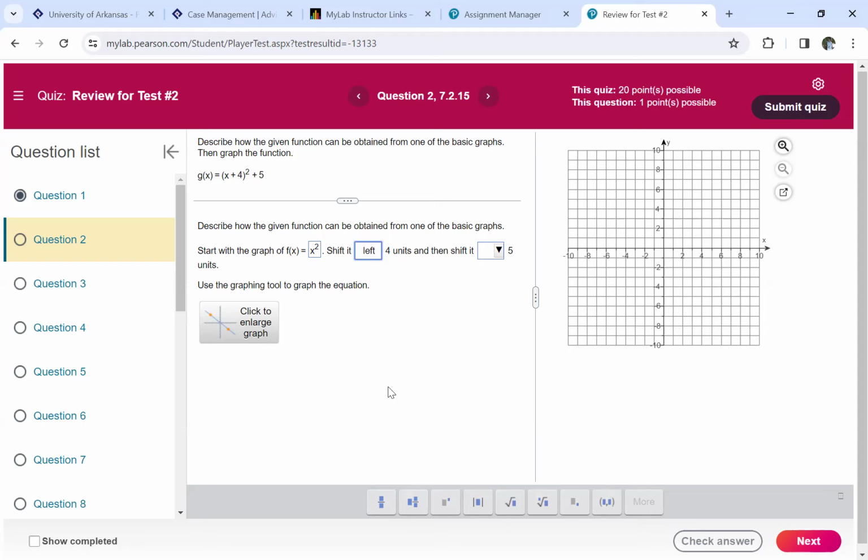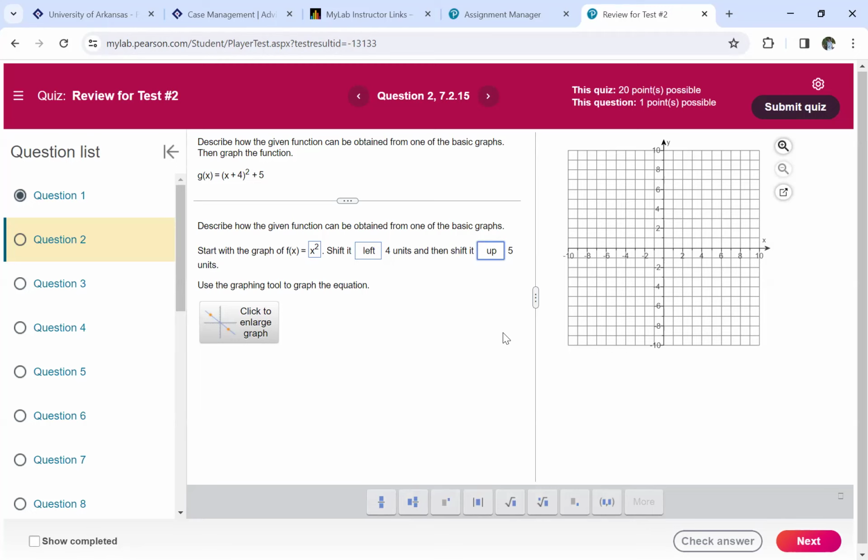And then shift it blank 5 units. Well, remember at the end, when you add, it goes up. And at the end, when you subtract, it goes down. So since this 5 is being added, this one will actually go up 5 units. All right, y'all, remember, it's going to make us graph this.